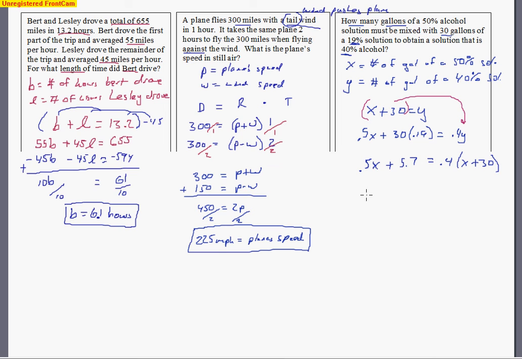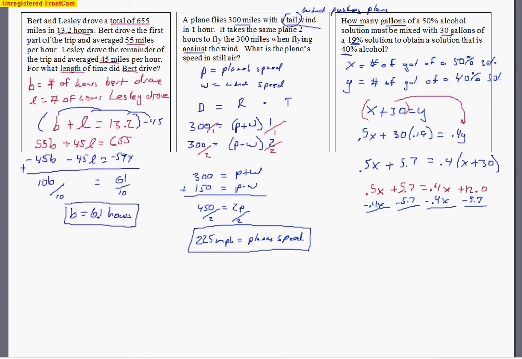So my next step is this. 0.5x plus 5.7 equals 0.4x plus 12. So 4 times 30 is 120. Move the decimal back one space. That's where I'm getting 12. And so I'll go ahead and do some opposite operations. So I'll subtract the 0.4x, and I'll subtract the 5.7.